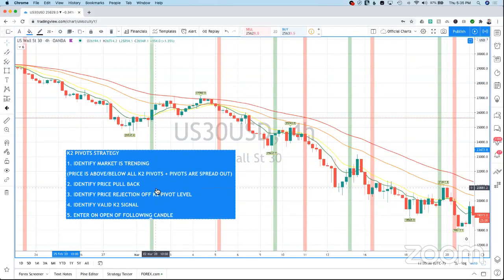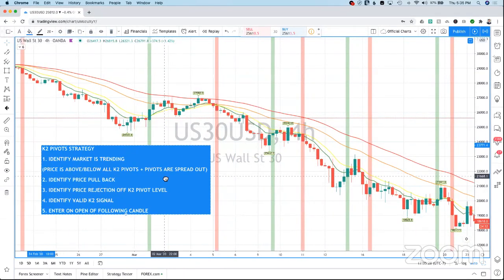So the first 3 requirements were met. Right here, we identified the market was trending down. Next, we identified a price pullback right here as price is going the opposite direction of the trend. And third, we identified a price rejection off a K2 pivot level. Price rejected off the level 4 K2 pivot up here. And next, we want to identify a valid K2 signal. Right here is a valid K2 sell signal.